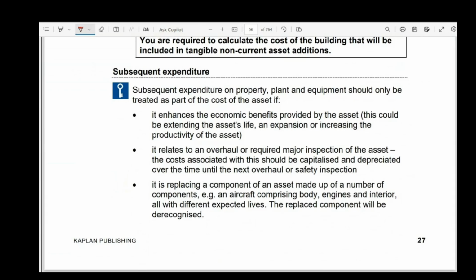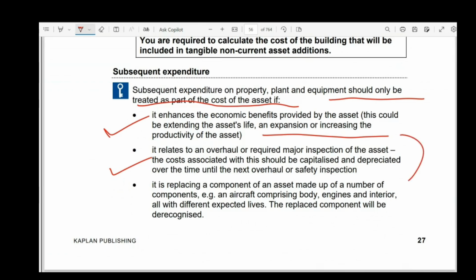Okay, now the next is the subsequent expenditure. Subsequent expenditure on property, plant and equipment should only be treated as a part of the cost of the asset if it fulfills these areas. If it enhances the economic benefit provided by the asset, this could be extending the life of the asset, expansion, or increasing the productivity of the asset. If they fulfill this rule, then only you will recognize it in your books for the subsequent expenditure.